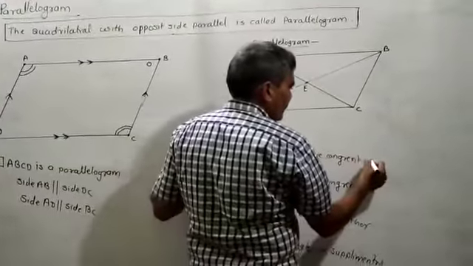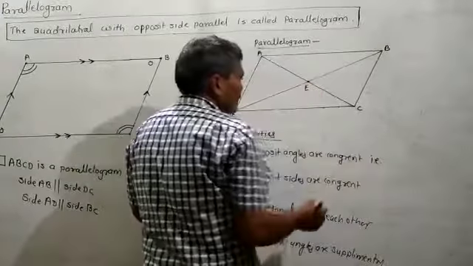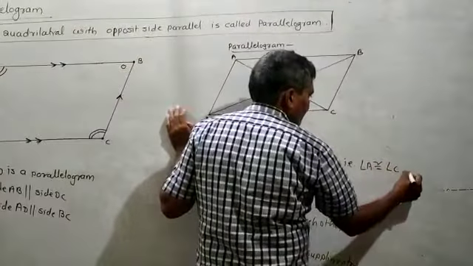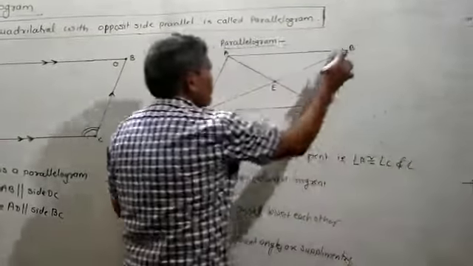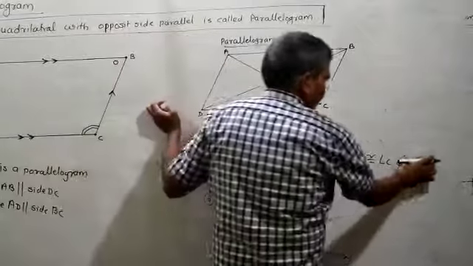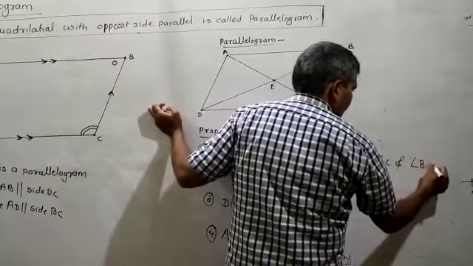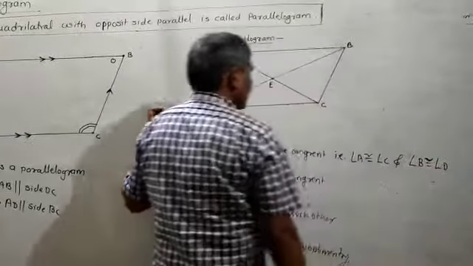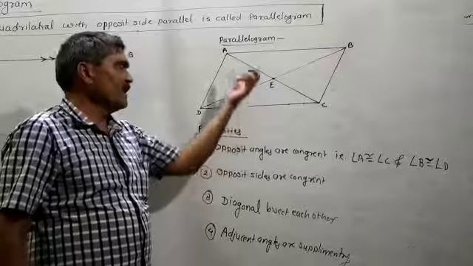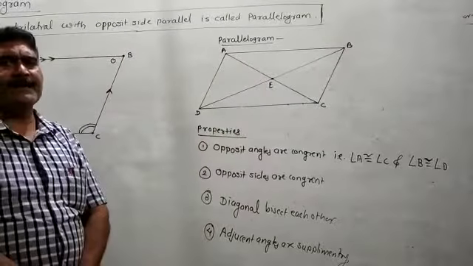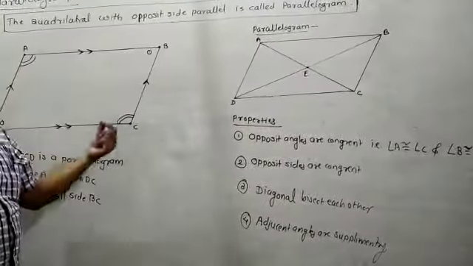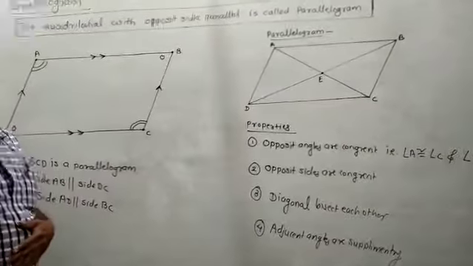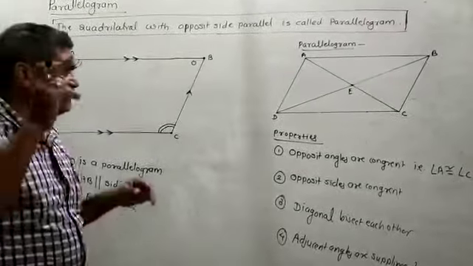Therefore, I will say that angle A is congruent to angle C, and angle B is congruent to angle D. So, first property is that the opposite angles are congruent. Everybody understand? If this one is 60 degree, this one is also 60 degree. If this one is 120 degree, this one is also 120 degree. So opposite angles of the parallelogram are congruent. This is the first property.